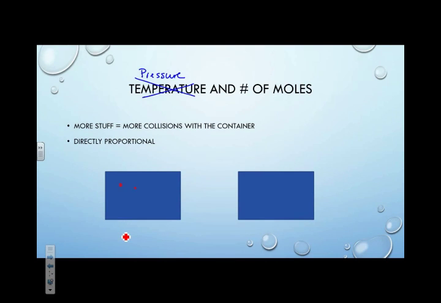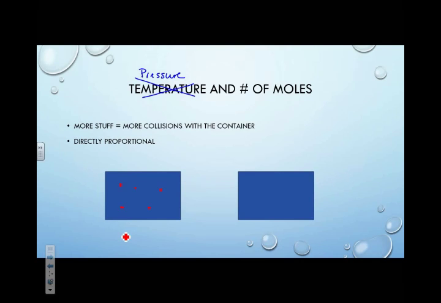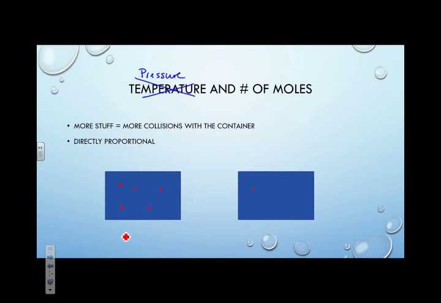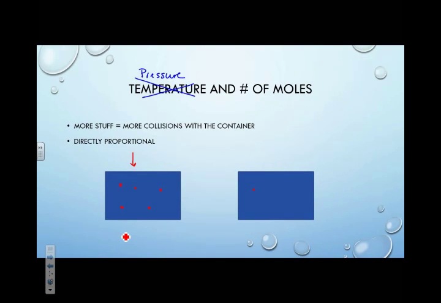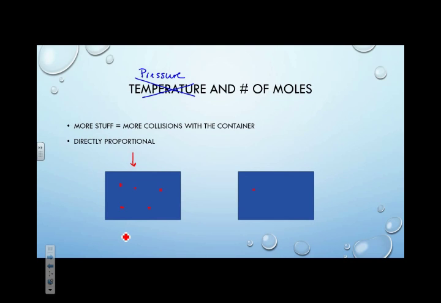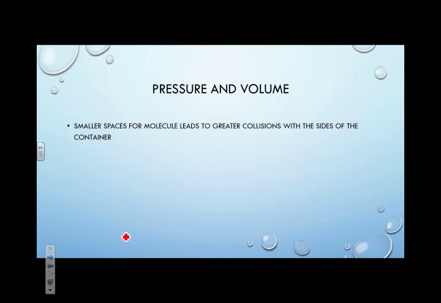So if I have, in this container, 5 molecules and they're running around, and in this container I only have 1, which one should have the higher pressure? So it should be the one that has more particles, because more particles means more collisions with the container. More collisions with the container means a higher pressure. So the amount of stuff that you have, which we're going to call the number of moles, is directly proportional to the pressure of the container. As the moles goes up, the pressure also goes up.